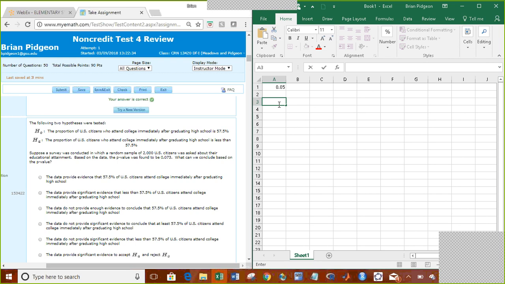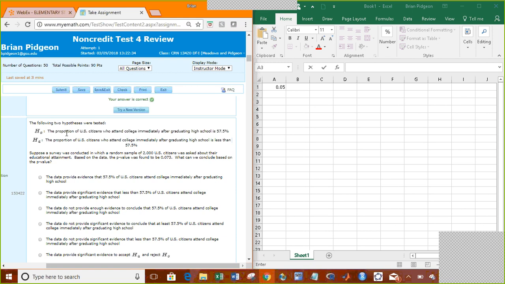We failed to reject. So we basically say that there is not significant evidence that the proportion of U.S. citizens who attend college immediately after graduating high school is less than 57.5%. So note that I'm always making this interpretation in terms of my alternative hypothesis. There either is significant evidence for the alternative or there is not significant evidence for the alternative. We're never answering this question in terms of the null. So we fail to reject, so the data do not provide significant evidence that less than 57.5% of U.S. citizens attend college.